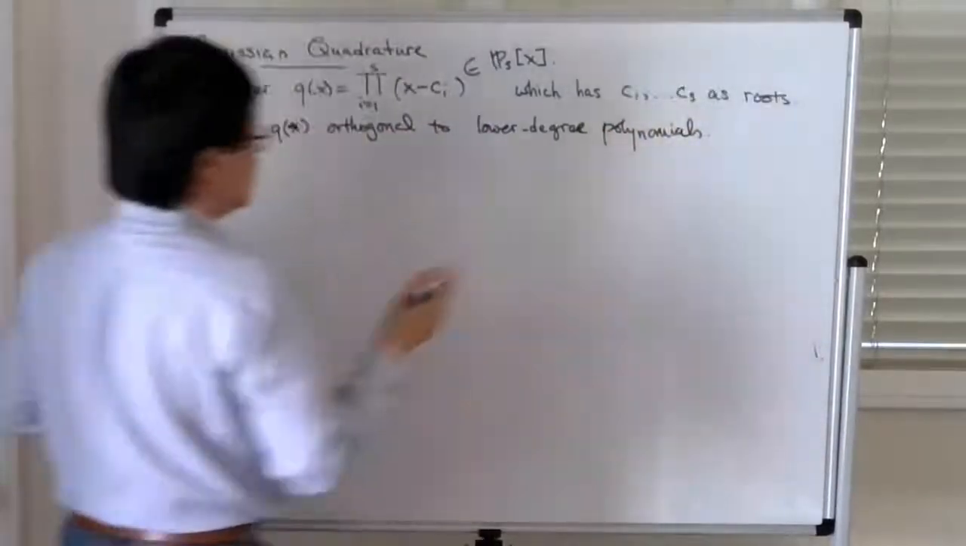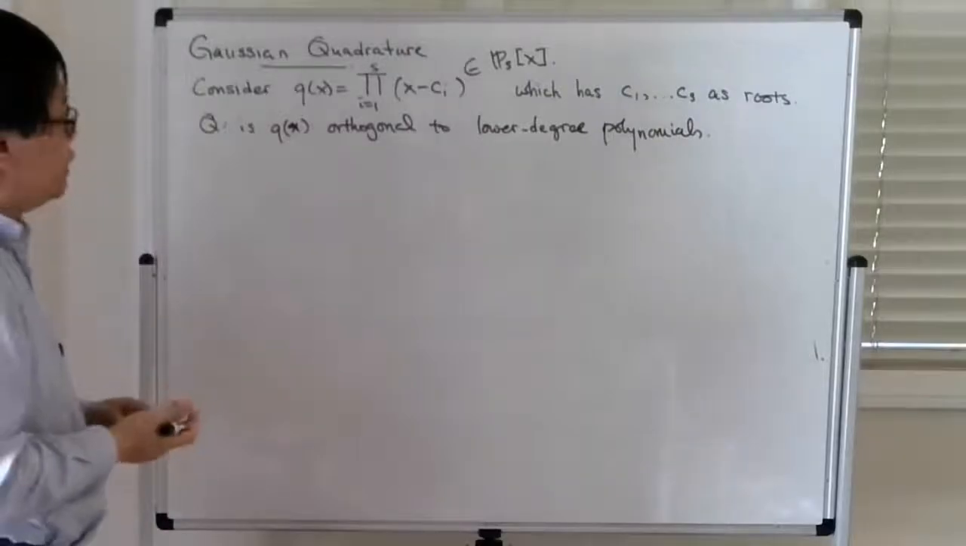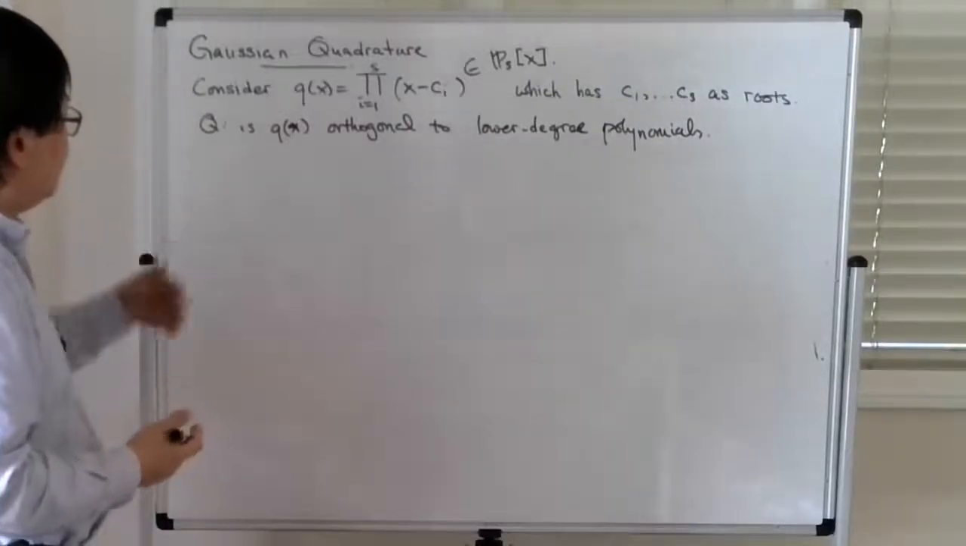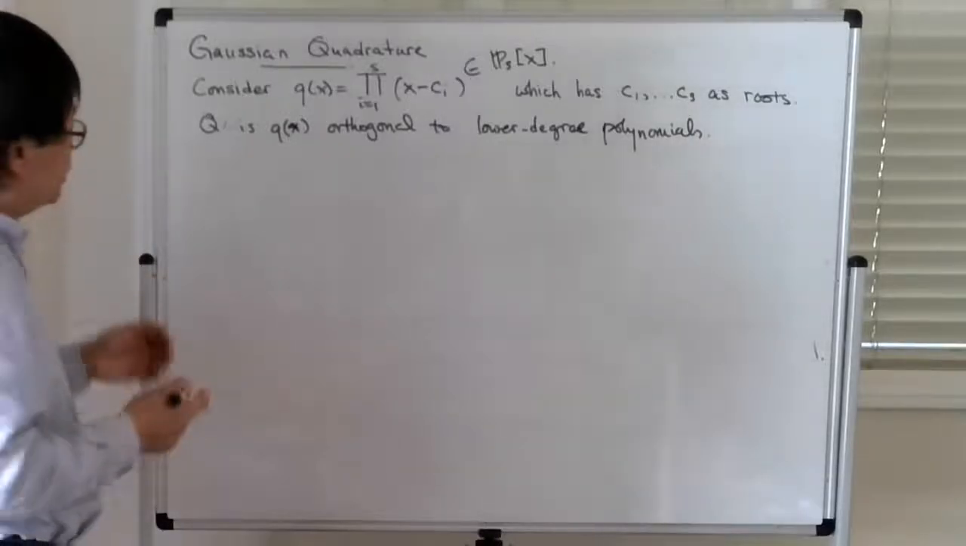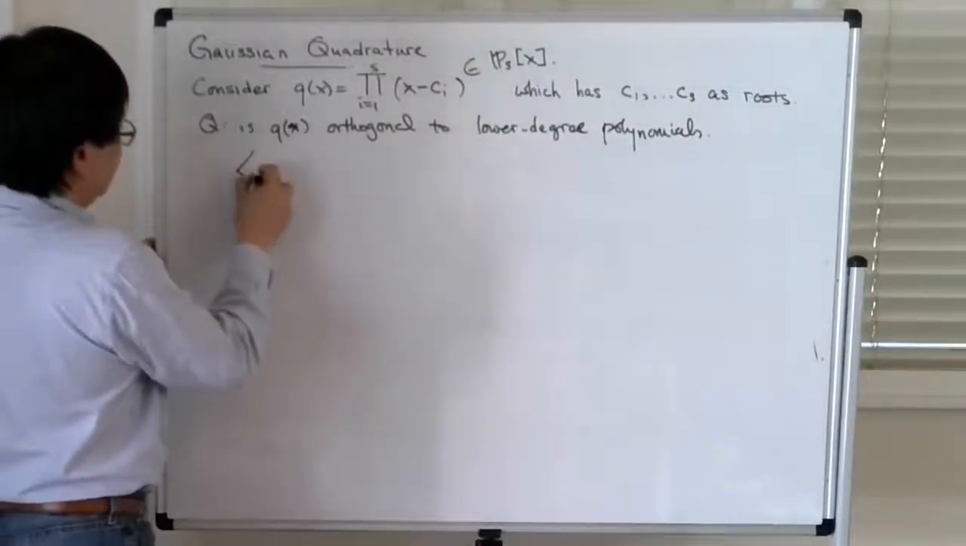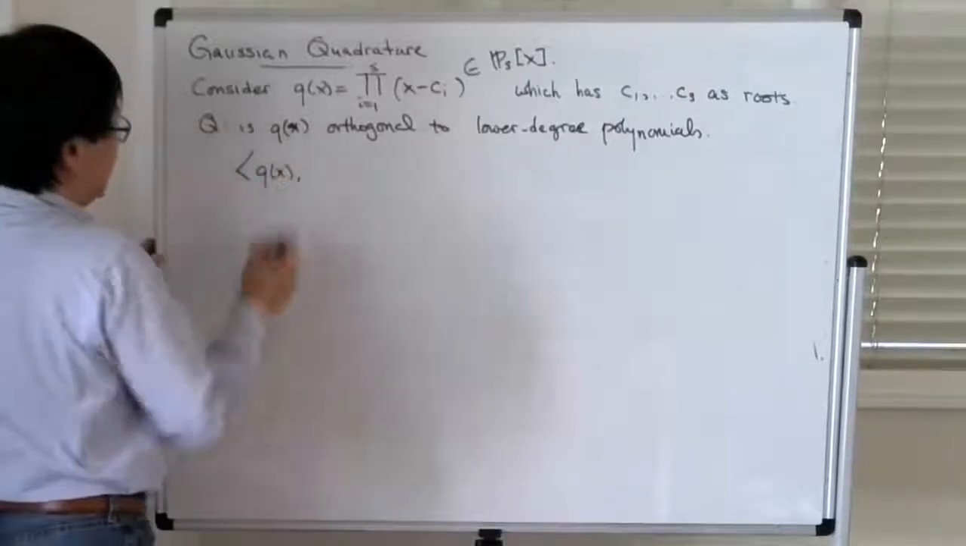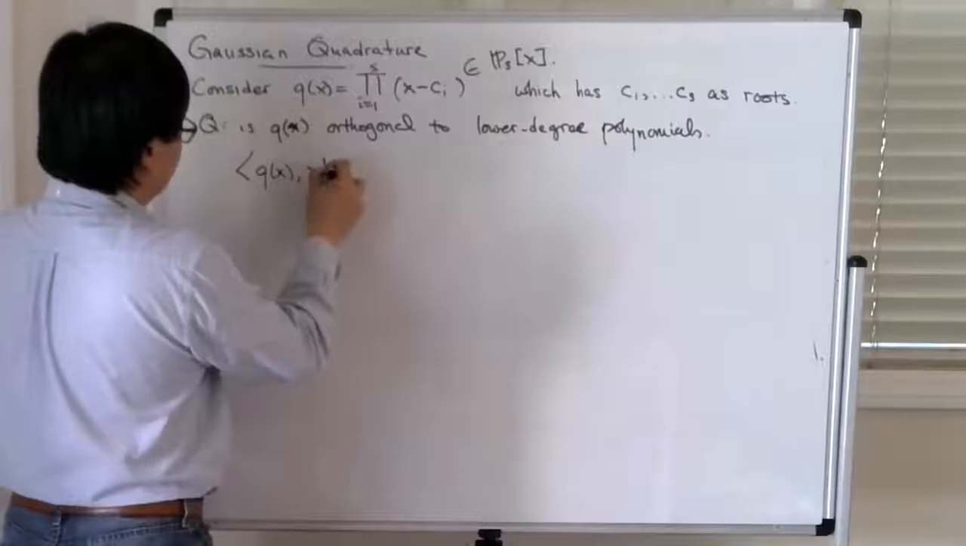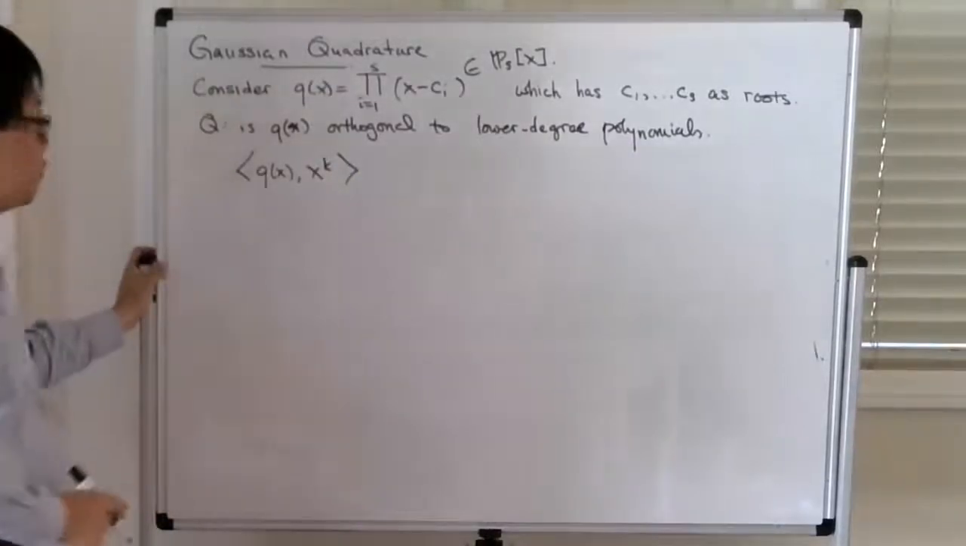Okay, so this is going to impinge on the theory of what are called orthogonal polynomials. So what does it mean for q of x to be orthogonal to lower degree polynomials? What it basically means is that you look at q of x and you take an inner product with some other polynomial, say a monomial of the form x to the k.